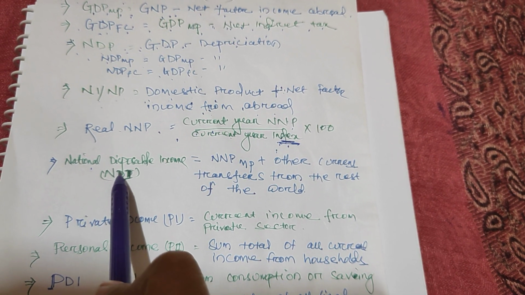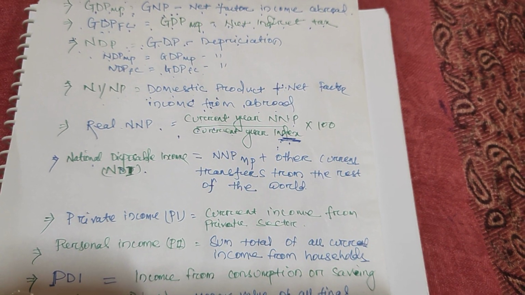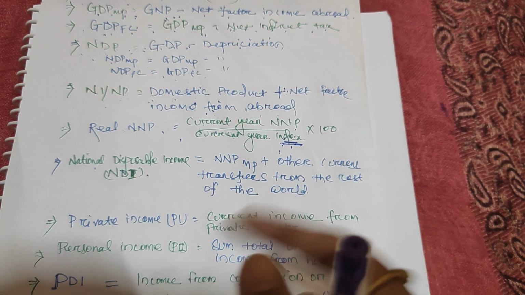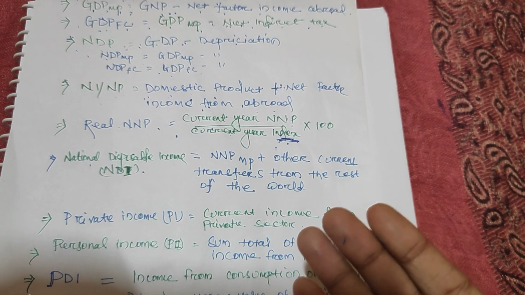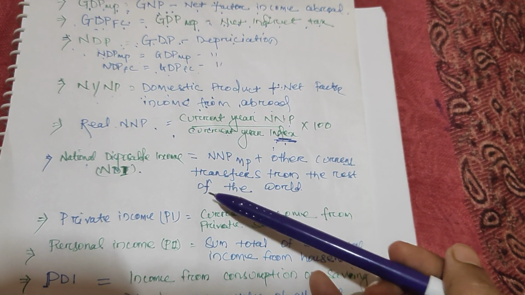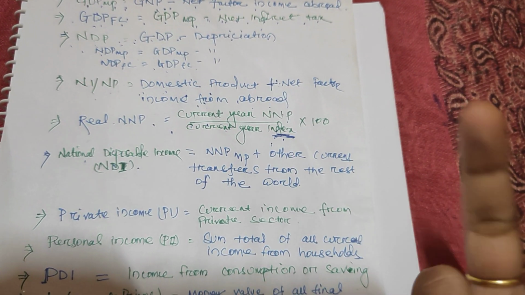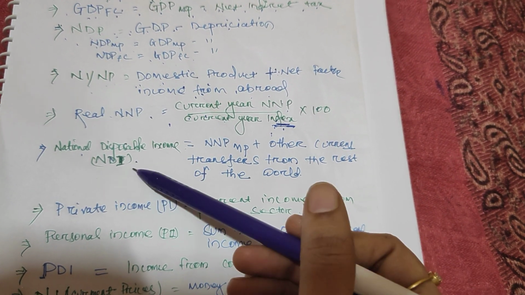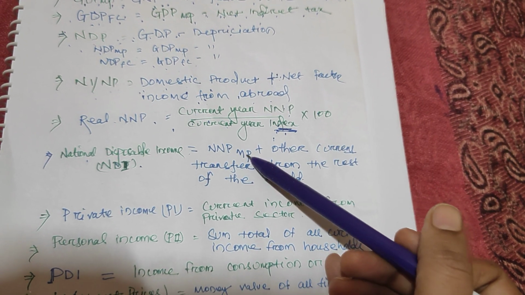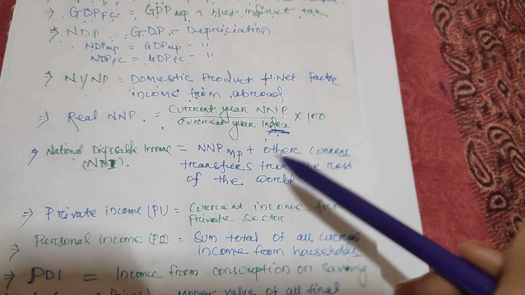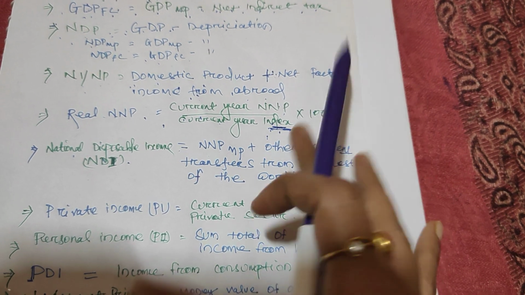Then what is national disposable income? It is the income from all sources to the residents of a nation for spending on consumption as well as saving during a year. Disposable means you will see that consumption and saving, these two words will come. So net disposable income, NDI, equals NNP, net national product at market price, plus other current transfers from the rest of the world.